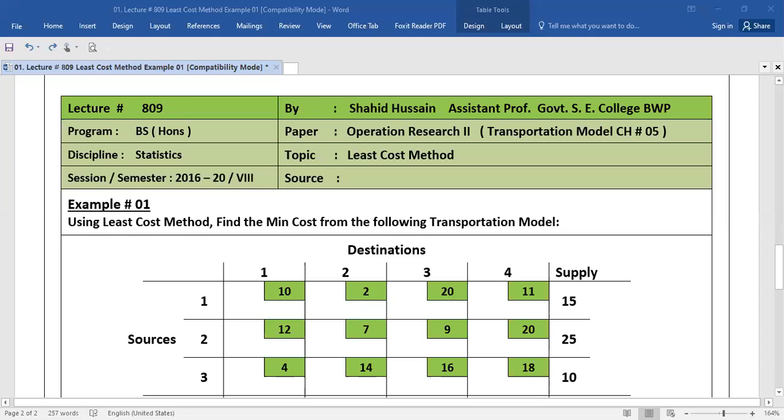In this session, we are going to start the least cost method, which is one of the initial basic feasible solution methods. This is the second method, and now its example, number one. The data is the same as the previous example, but now we are going to solve it with the help of the least cost method. Here the model is balanced.